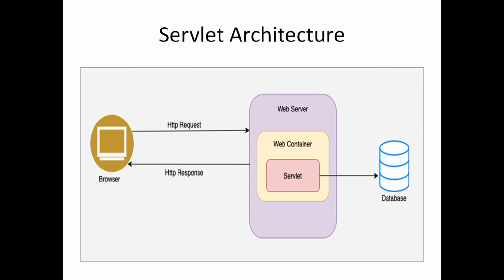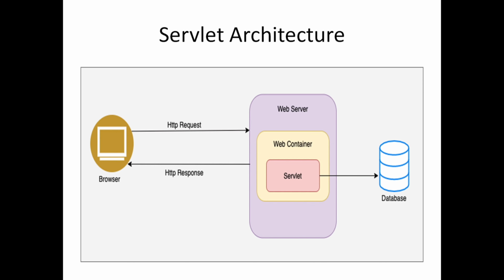So the browser, that is the client, sends an HTTP request and the request passes to the server. A server contains a web container. That particular web container receives the HTTP request from the client. It creates threads to handle the request. A thread is nothing but a lightweight process. So for each request of the client, a thread is created to handle the request, and the container is responsible for forwarding the request to the appropriate servlets.